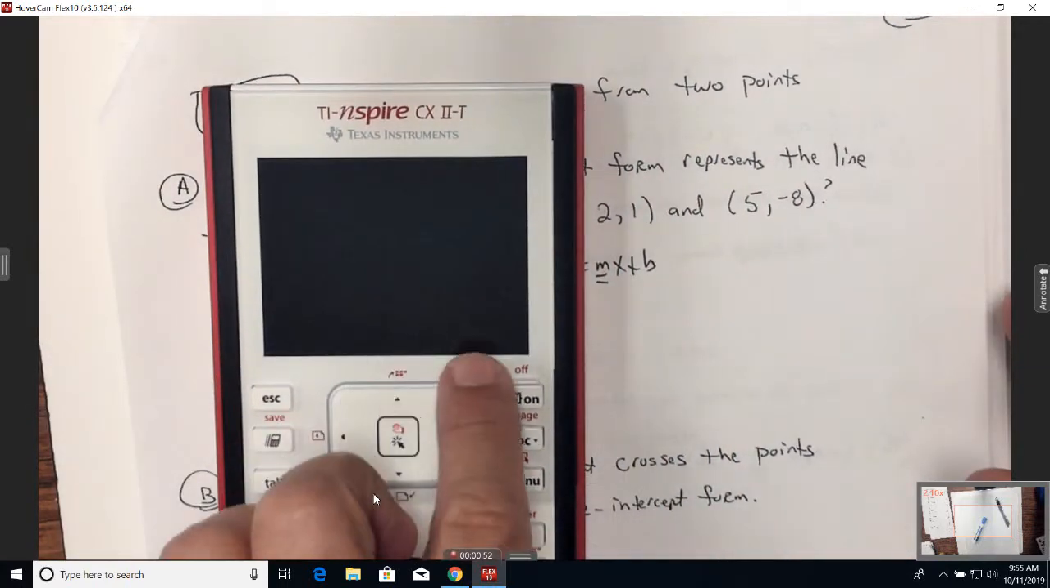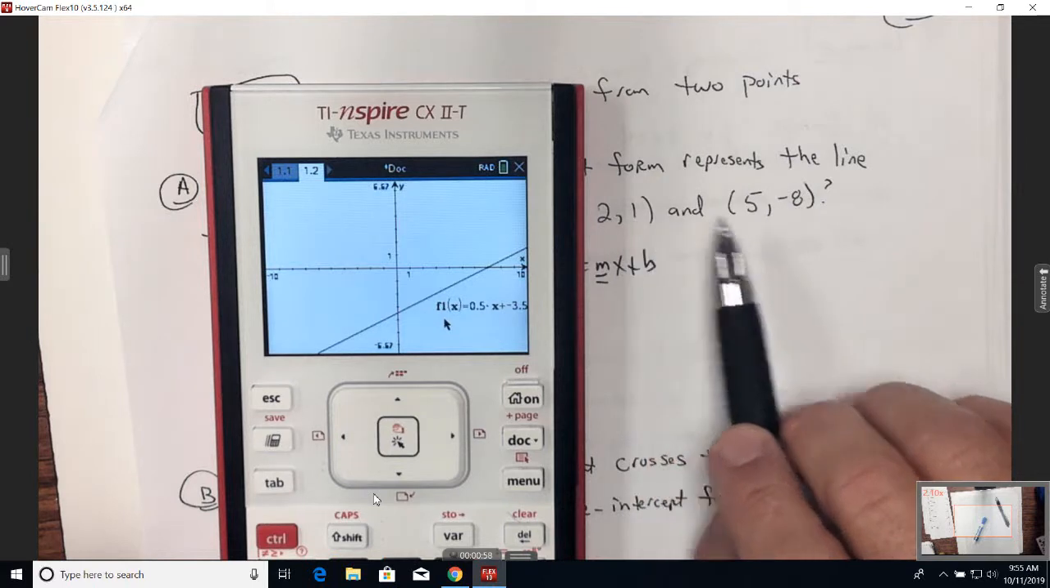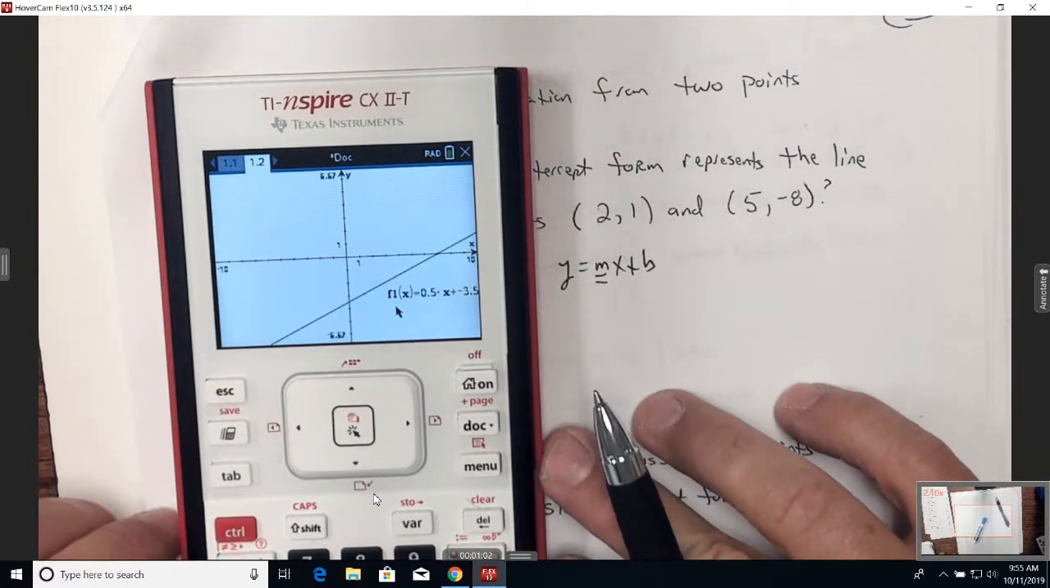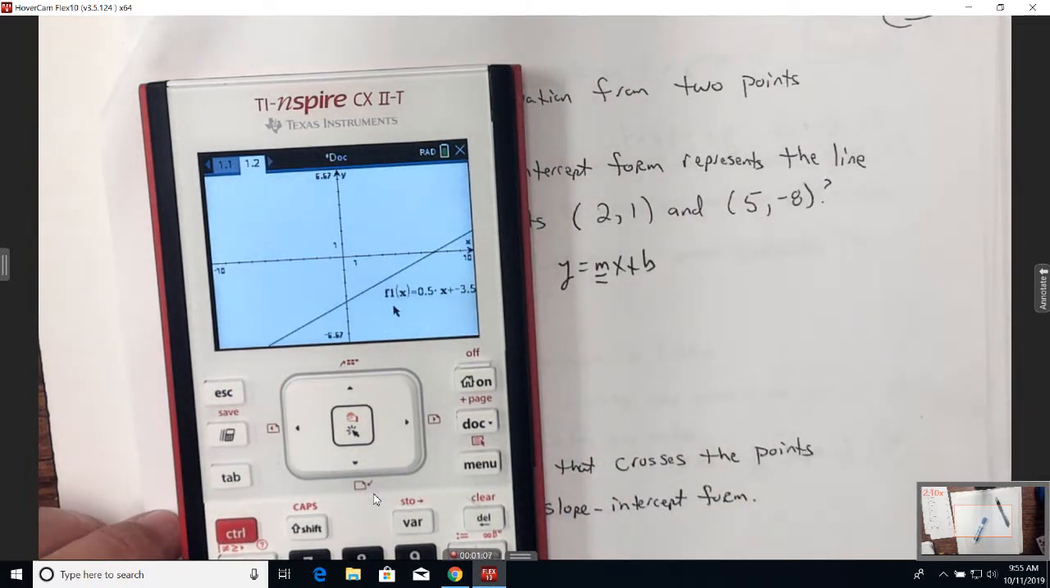So I want you to turn on your calculators. And I want to find an equation of a line that goes through the points (2, 1) and (5, -8). Okay? So I want to tell my calculator to graph these points and fit a line through them, and not only fit a line through them, but tell me what that equation is. That way I don't have to do any calculations. All I've got to do is know how to push the right buttons.